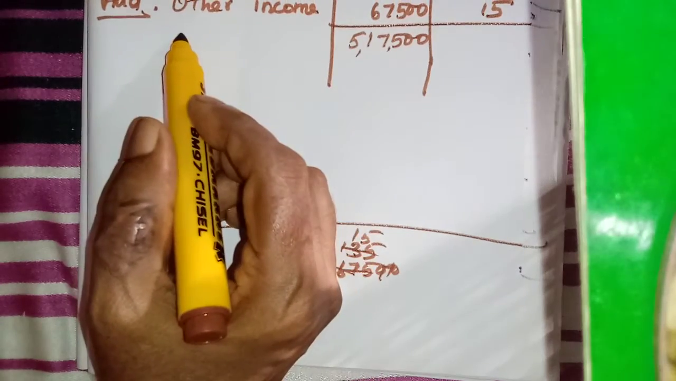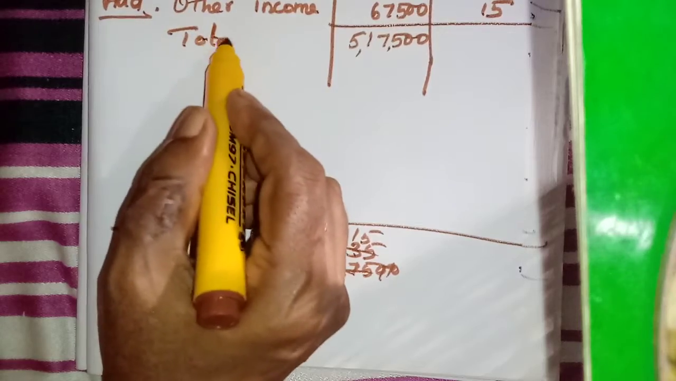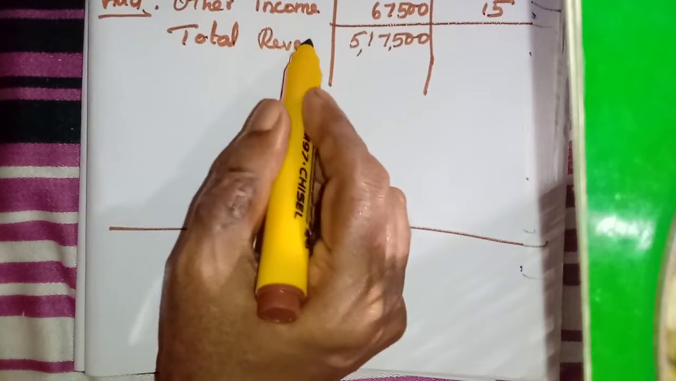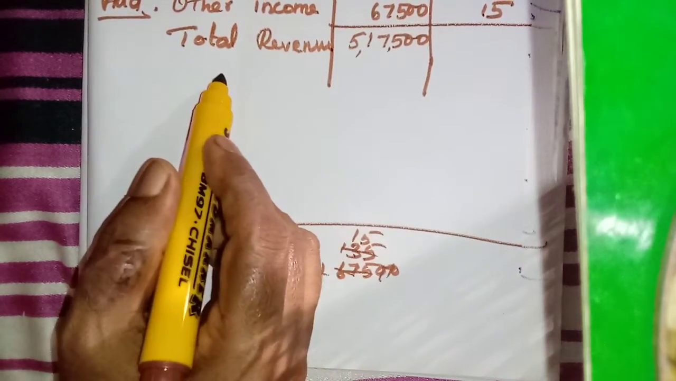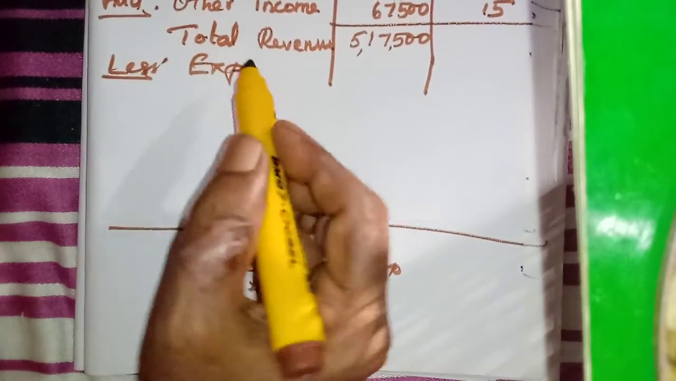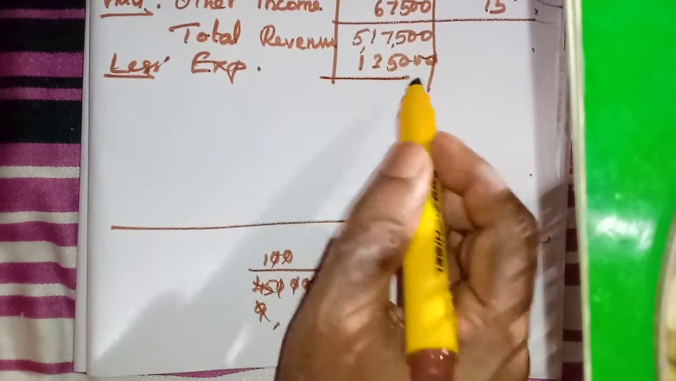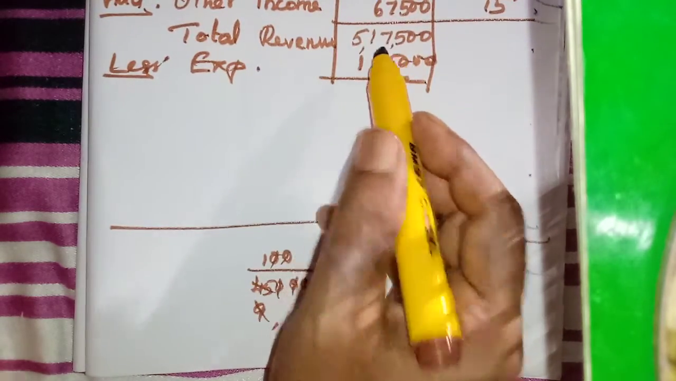Okay. Then after adding this one, what is this called? Total revenue, isn't it? Total revenue less expenses, 1,35,000. For this also we need to calculate.